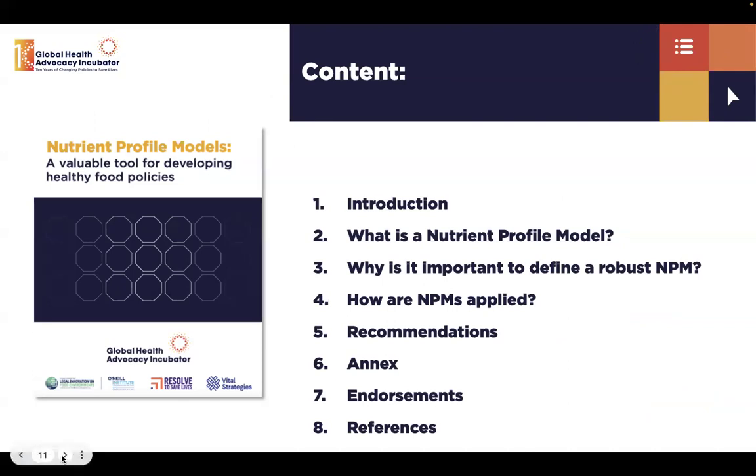This was published, and this is on the website of GHAI, so you can access this document. Here, we can see the content of the nutrient profile model position paper. And again, thanks a lot to the organizations and all the people that contributed to develop and publish this document. Next slide, please.